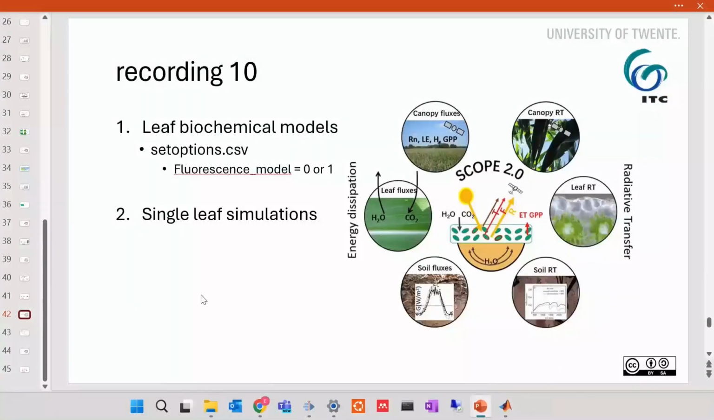That was it for today. You learned that there are 2 biochemical models in SCOPE, and you learned how to run single-leaf simulations. Thank you.